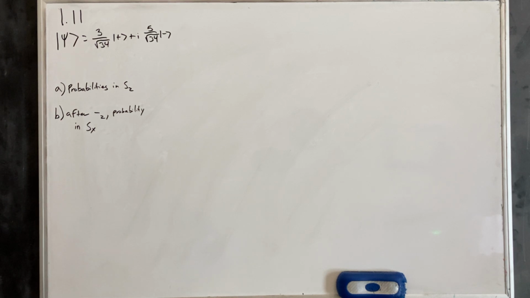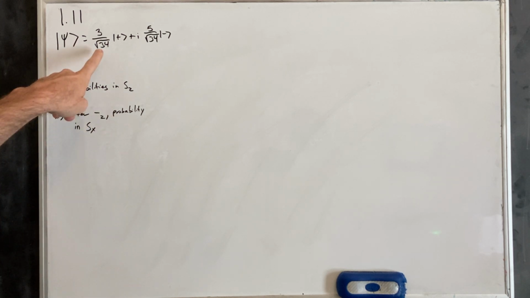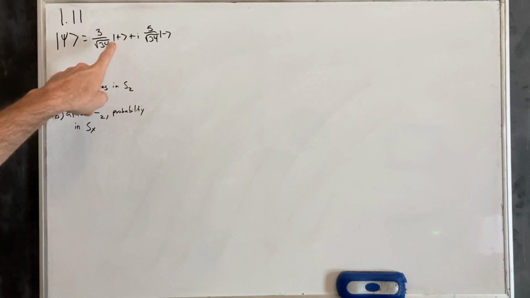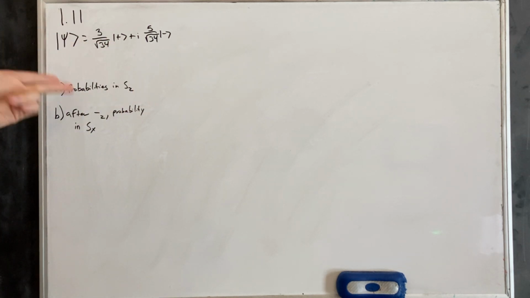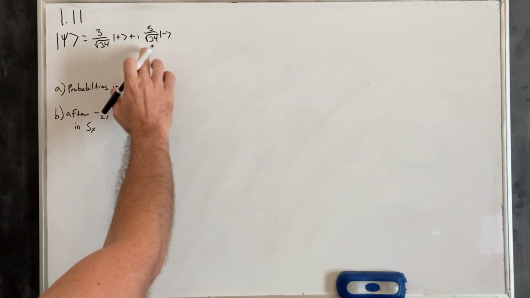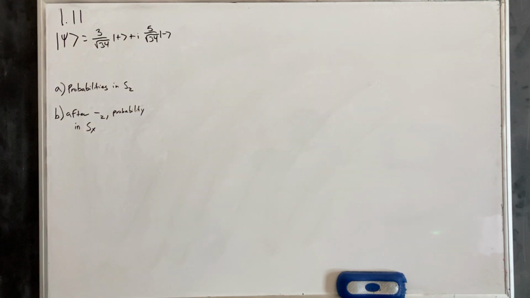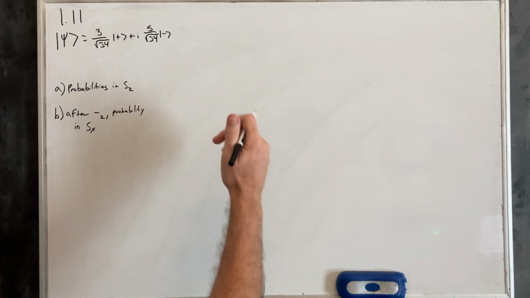If you've been watching my other videos, you know that the probability for the upspin is just going to be this up term squared, so it's going to be 9/34ths, and the down is going to be that term squared, so it's going to be 25/34ths. Let's go ahead and do the math anyways.